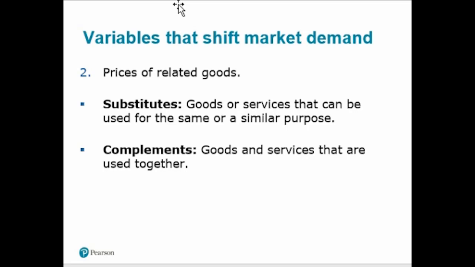So coffee and tea are both substitutes of each other. Gas and petrol as well. On the other hand, complements are goods and services that are used together, like the left shoe and the right shoe, or the car and the driver. So when the price of the related good increases, our demand will also be affected, so our demand curve will be shifted.